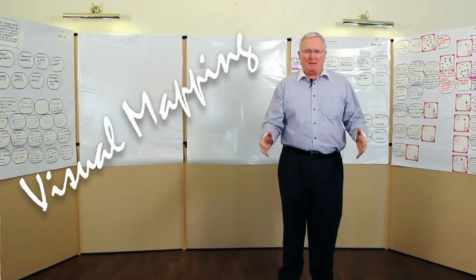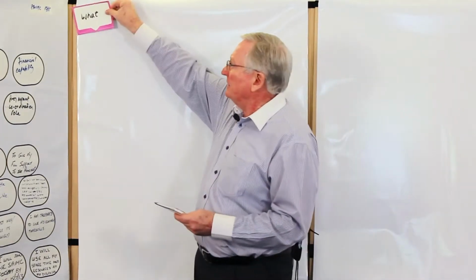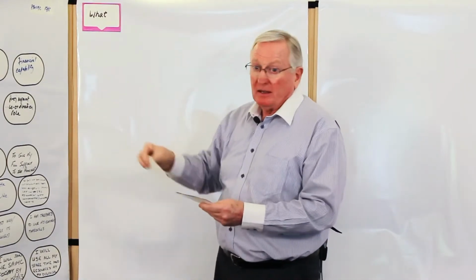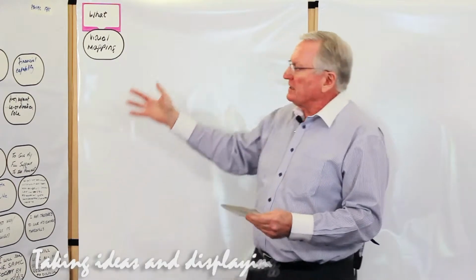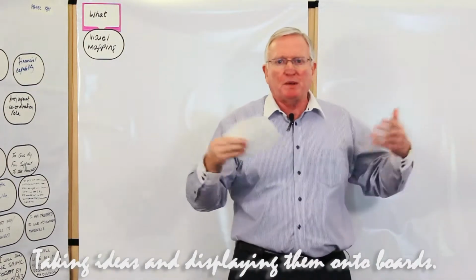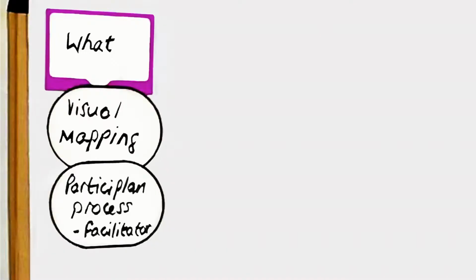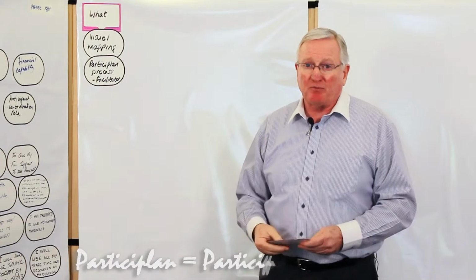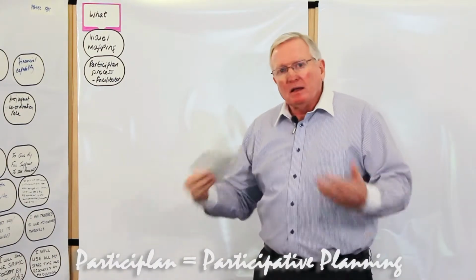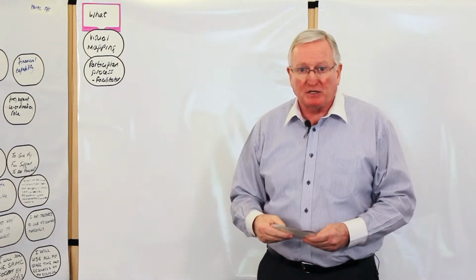Of visual mapping. So the question is, what in fact is visual mapping? And we need to explain that. And really, visual mapping is just taking ideas and displaying them onto boards so that people can work with those ideas. And the process that we employ for doing that, we call Participlan, which is an abbreviation for participative planning. And I am a facilitator who in fact facilitates workshops using the process.